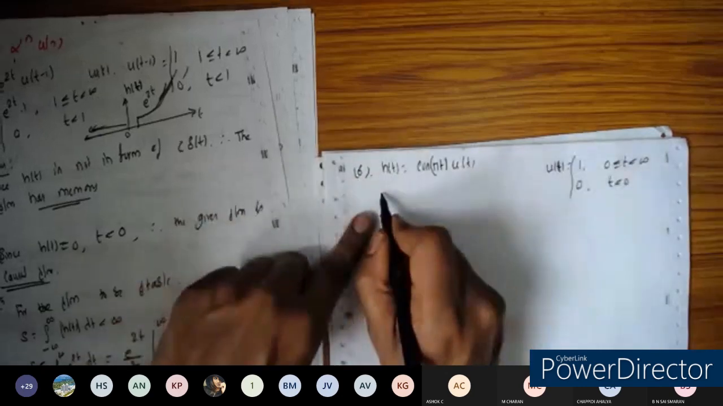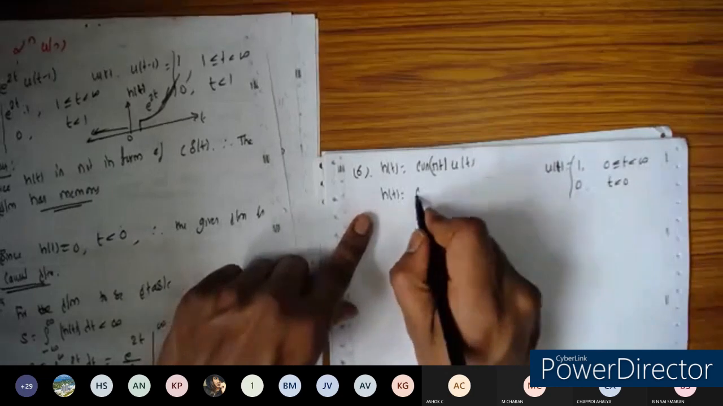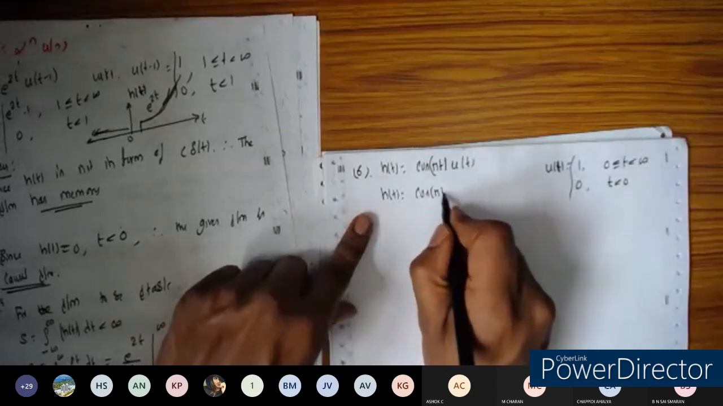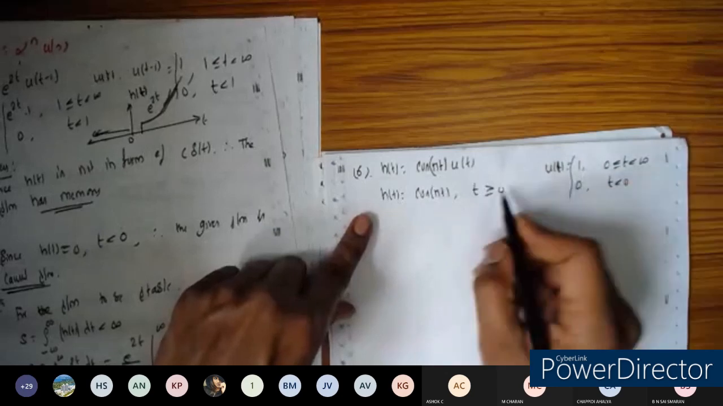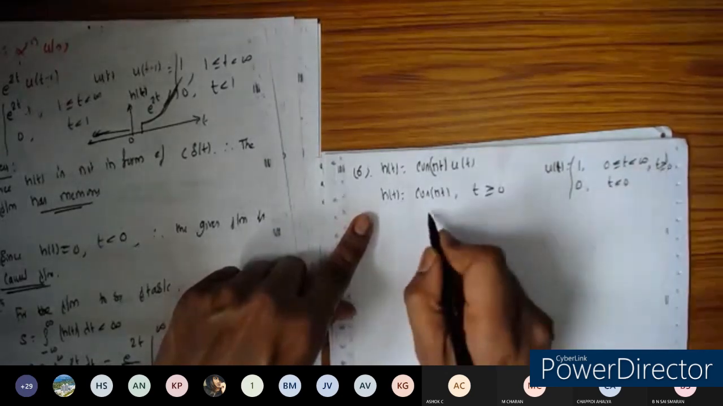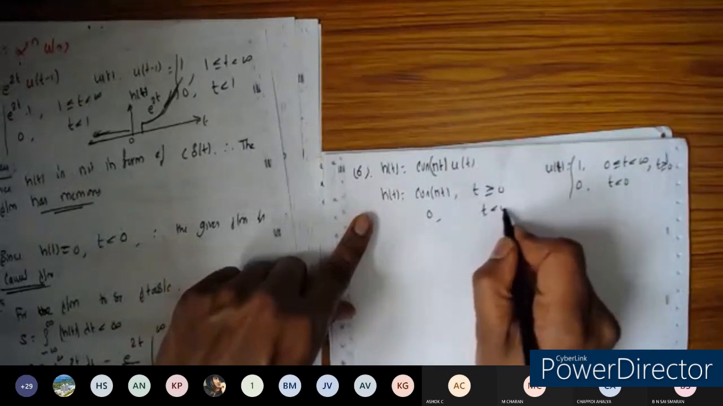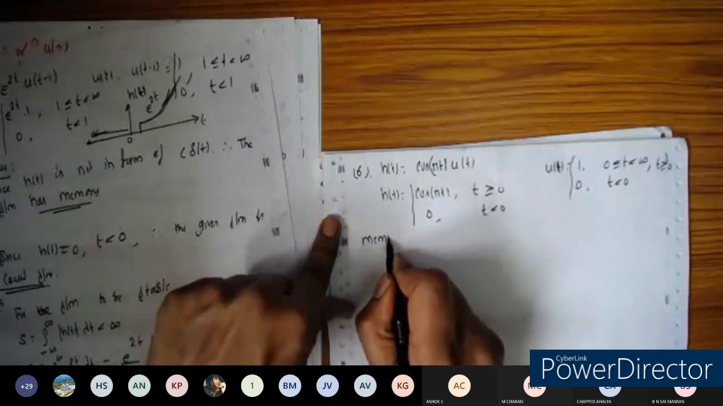So let us substitute the value for u of t here. Whenever u of t, or u of t minus something, comes, we can do it here. So it is equal to cos pi t for t greater than or equal to 0, and 0 for t less than 0. Okay, so let us verify the properties.